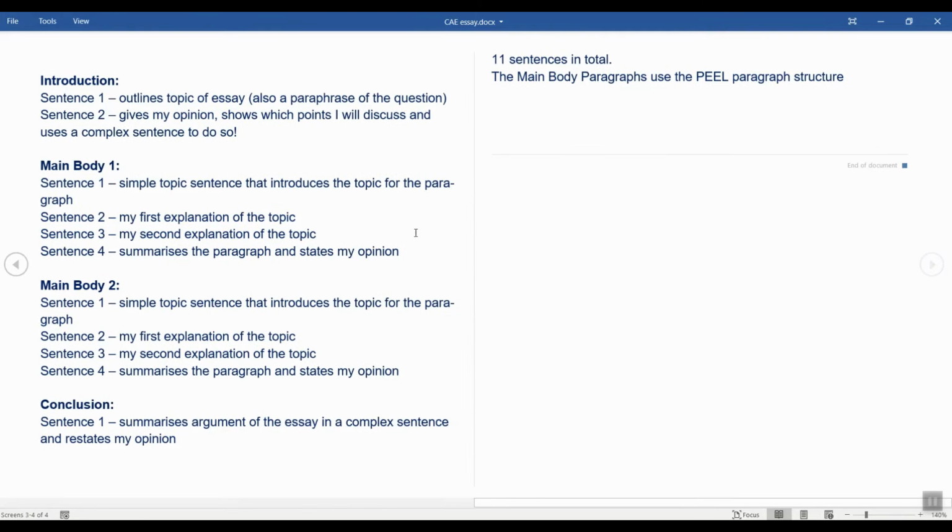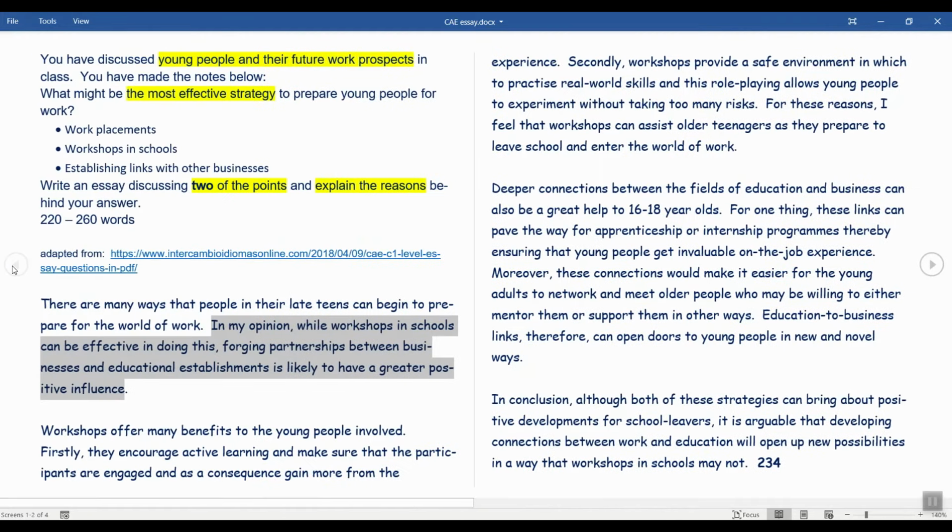Now, the main body paragraphs both follow the exact same structure, and that is really helpful because it makes it much easier to write. So I have a topic sentence that just introduces my topic. I have two sentences that explain more about the topic, and then my last sentence summarizes the paragraph and gives my opinion.